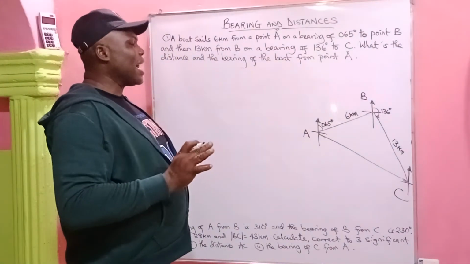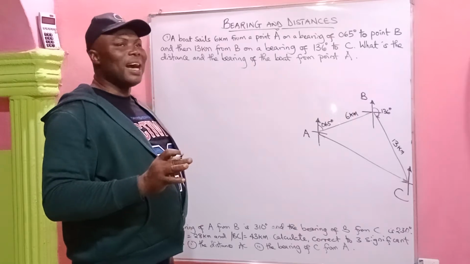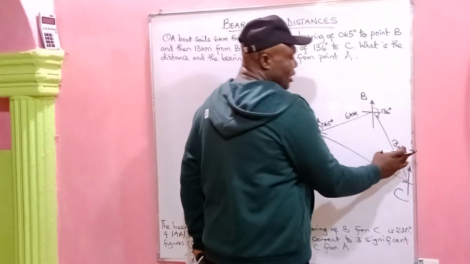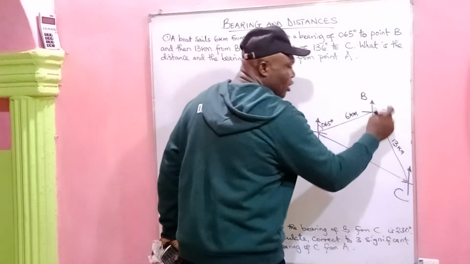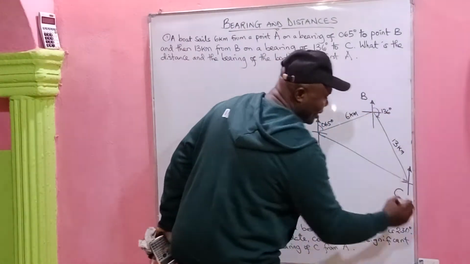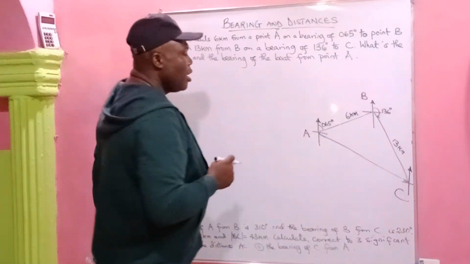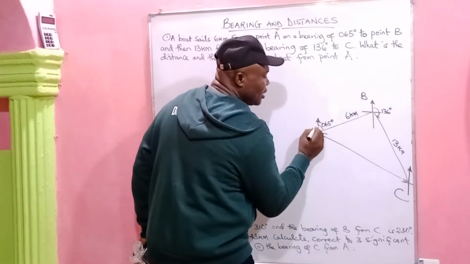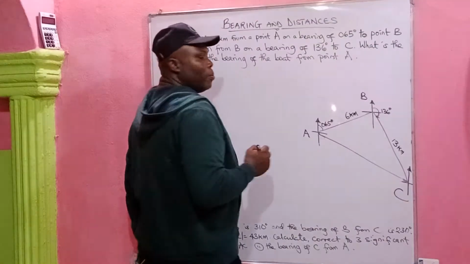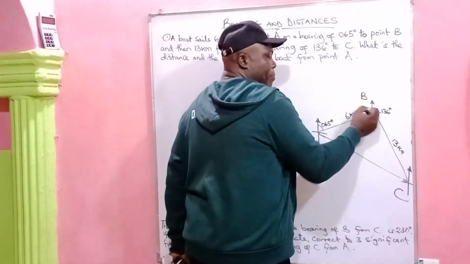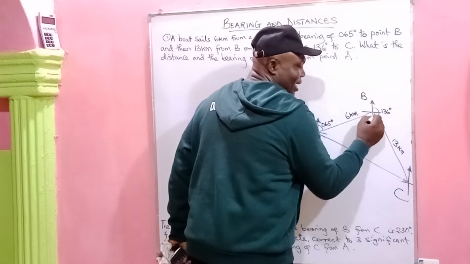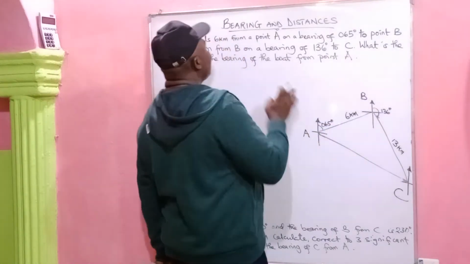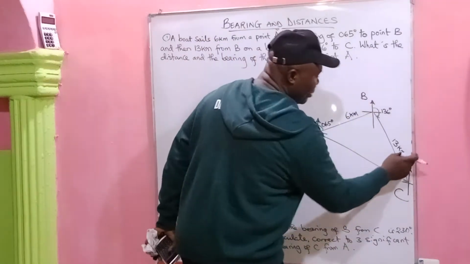Now, before we can solve anything, we need to first define the angles that are inside. We have 6 kilometers here, 13 kilometers. Remember that from B to C, we have 136 degrees. But from A to B, the bearing of B from A is 065, which is this. The bearing of C from B is 136 degrees, which is this. And I'm giving us here 6 kilometers, and then 13 kilometers.